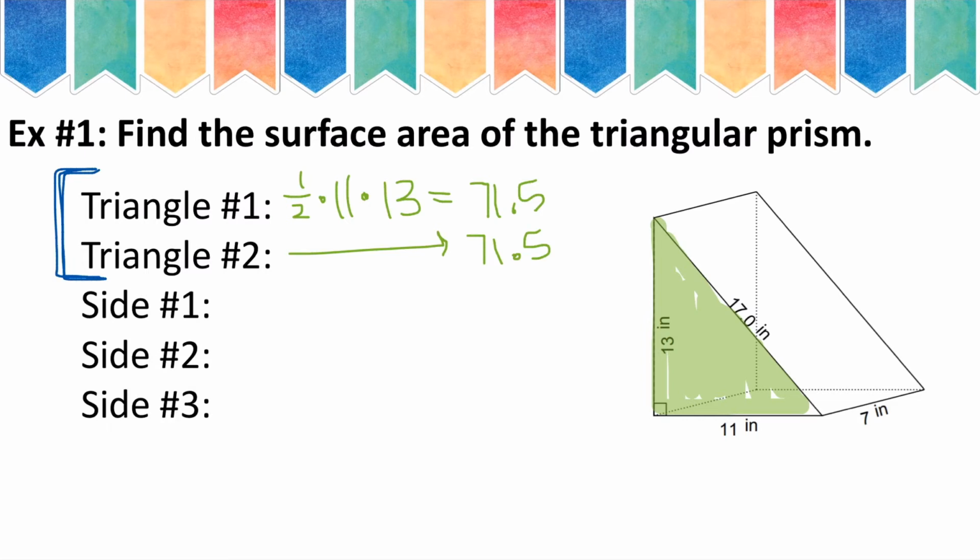Now we're going to calculate the 3 sides. How I like to do this is I look at the 3 sides of my triangle. So I have 13, 17, and 11. Each of those numbers is going to be one of my 3 sides. So 13, 17, and 11. And then I multiply each of these 3 by the height of the prism, so by the 7. So multiply by 7 for each one.